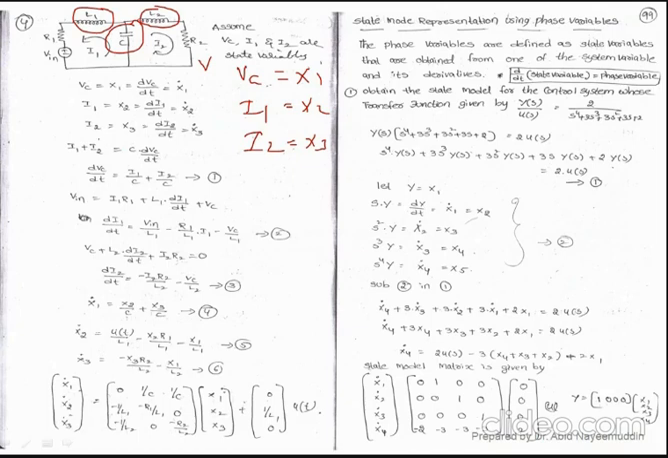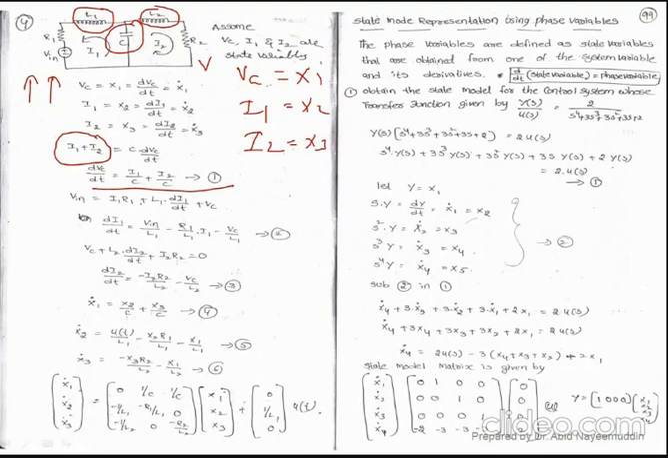Observe the current flowing through these two. If you observe the given circuit, both currents entering the capacitor are in the same direction. Hence I1 plus I2 is equal to C into dV by dt. So with this dVc by dt, you will get the first equation.